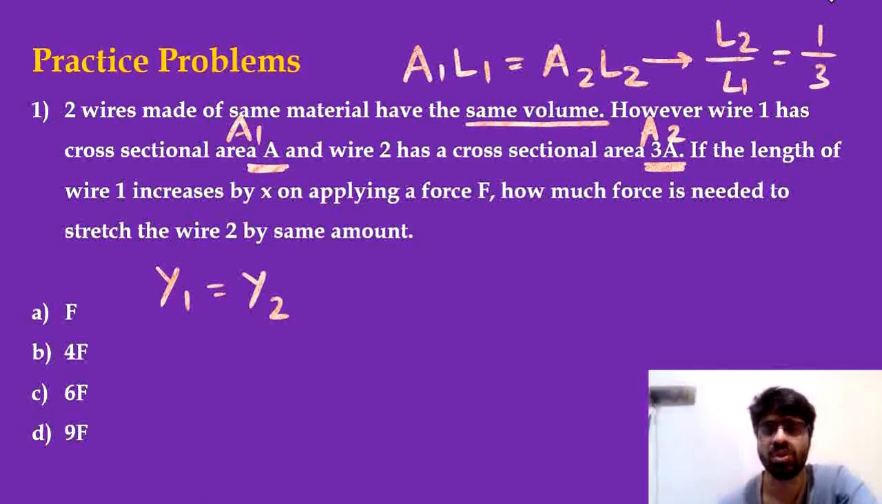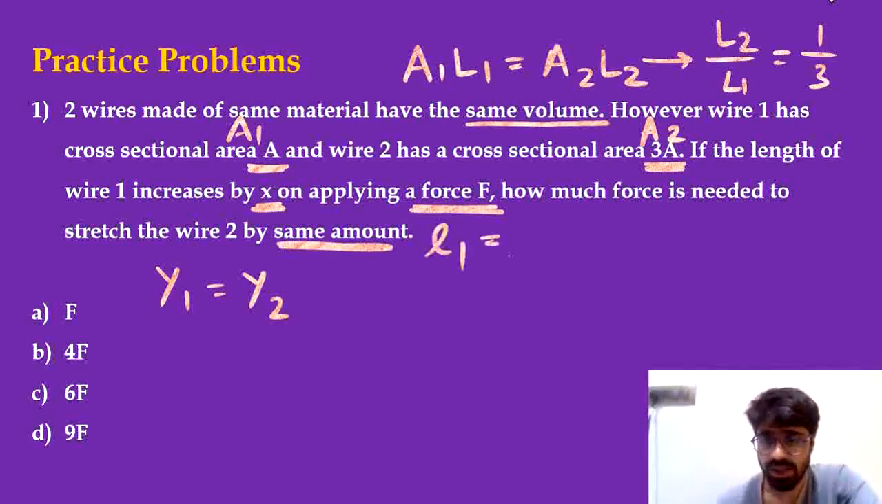A1 and A2 are known, so we have the ratio of areas also. If the length of wire 1 increases by an amount x on applying a force equal to F, then how much force will be needed to stretch wire 2 by the same amount? So you are stretching wire 1 and wire 2 by the same amount, which means the increase in length of wire 1, which is small l1, is the same as the increase in length of wire 2, which is small l2, and both of them are equal to x.